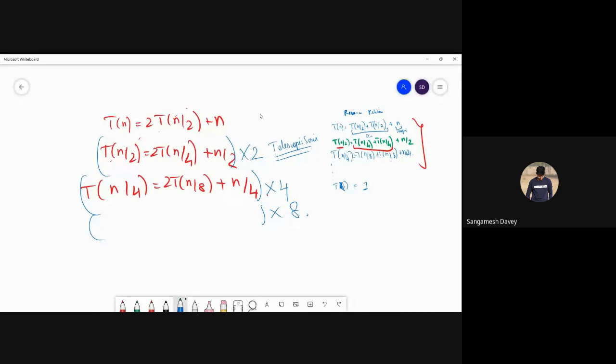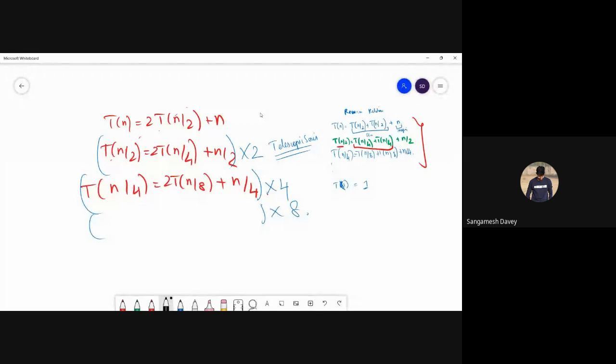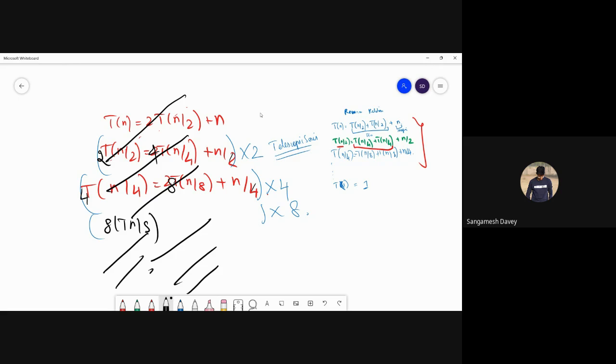If I multiply this entire term by 2, what happens with this? I will have a 2T of n by 2. Here I'll have a 4T of n by 4. And then this will become n. This will become n. Here I'll have a 4T of n by 4. Here I'll have an 8T of n by 8. Here I'll have an 8T of n by 8. This keeps going on. Right?